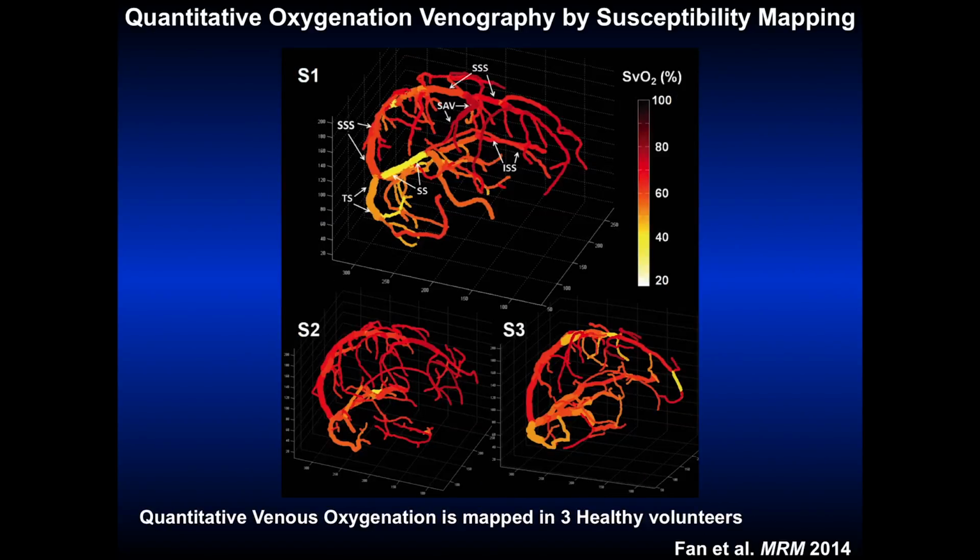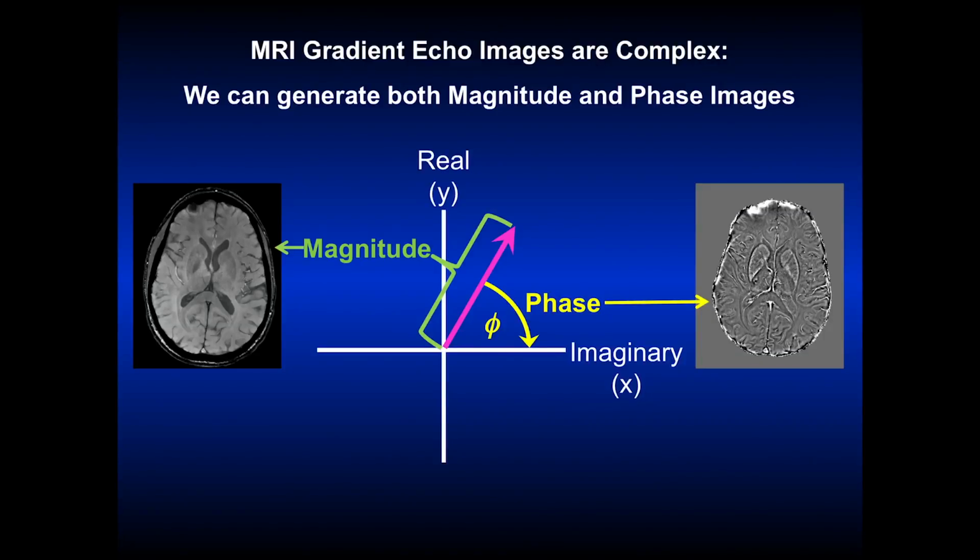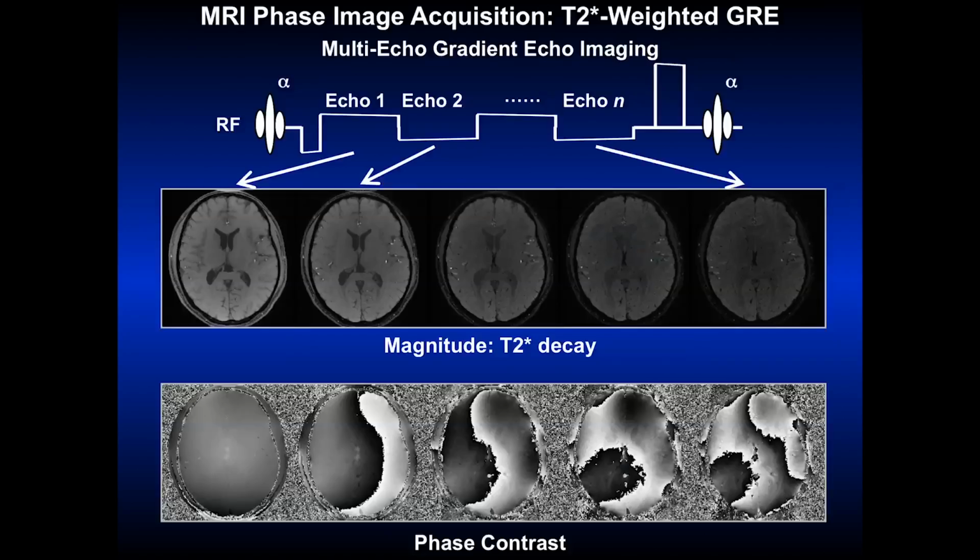MRI susceptibility mapping is an MRI technique that has the potential to do that. How it works is that it uses the phase, which is a different part of the image. The image is a complex image which has a magnitude and a phase. So with the MRI phase and using physics, we can calculate maps of the local tissue magnetic susceptibility.